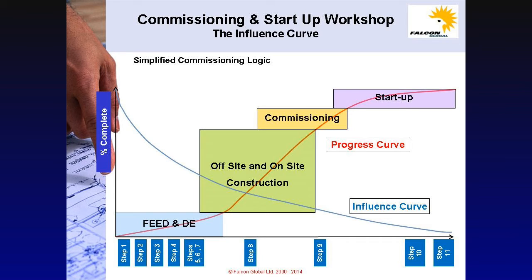These are in FEED and DE, in front-end engineering design and detailed engineering. So the majority of the steps are actually taking place in the design offices before anyone has actually set foot on site. Steps 8 and 9 of the simplified commissioning logic take place during construction and commissioning, with steps 10 and 11 during the startup and closeout phases. So the majority of the activities take place in the early stages of the project life cycle when influence is at its highest. The influence curve.